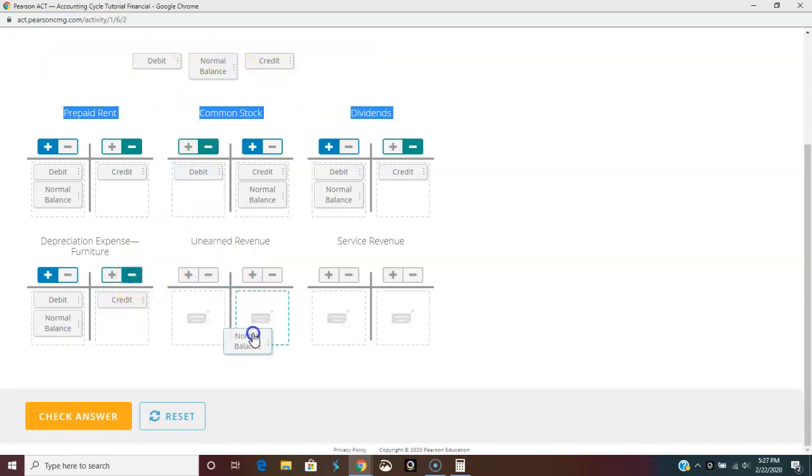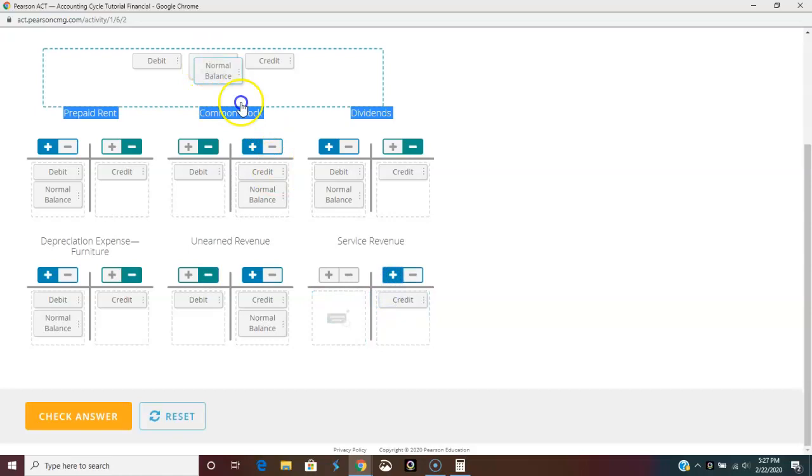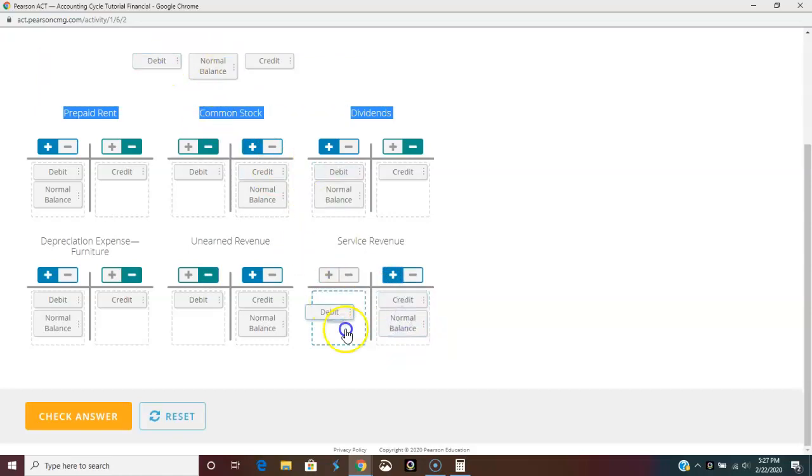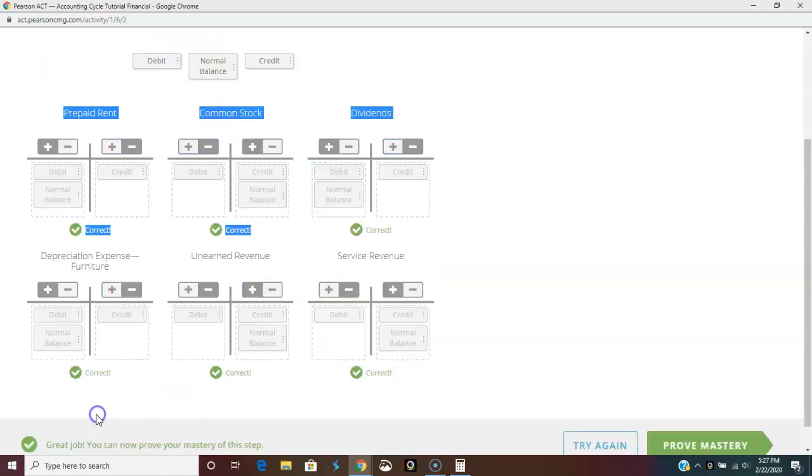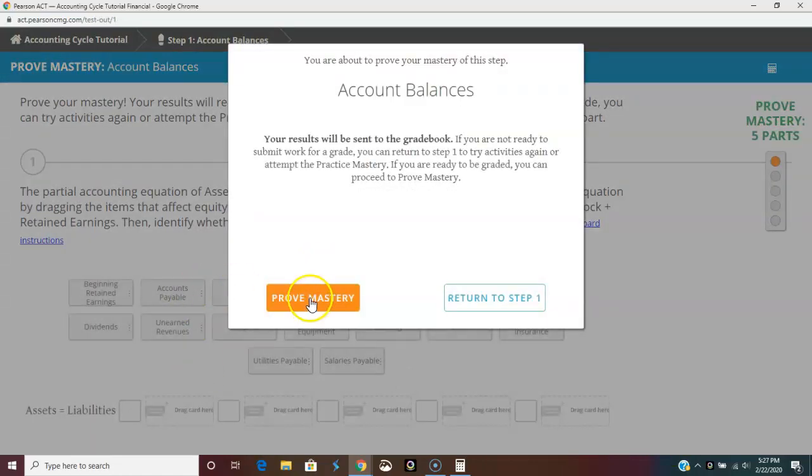Unearned revenue is a credit. That's a liability. So debit would be that way. I wonder if it's going to yell at me for having it upside down. And service revenue, also credit, is the normal balance, and the debit is the minus. Check the answer. Okay, and then the proof mastery thing just makes you do a whole bunch of stuff.